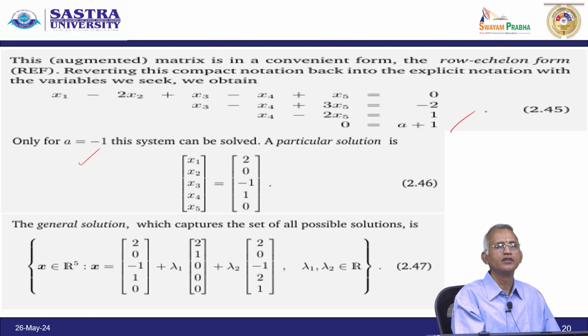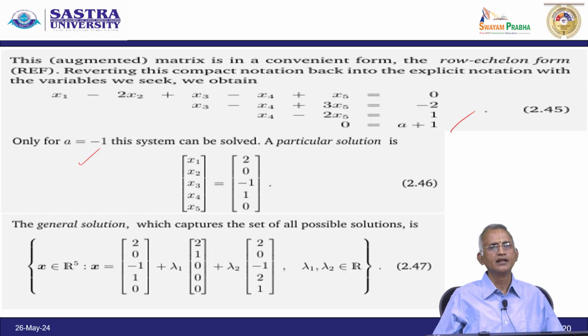Therefore, a particular solution of this system is x1, x2, x3, x4, x5 equal to 2, 0, minus 1, 1, 0. So, the general solution which captures what? The set of all possible solutions is x belongs to R power 5, where x equals these values. So, this way we can represent x in terms of what? The matrices.